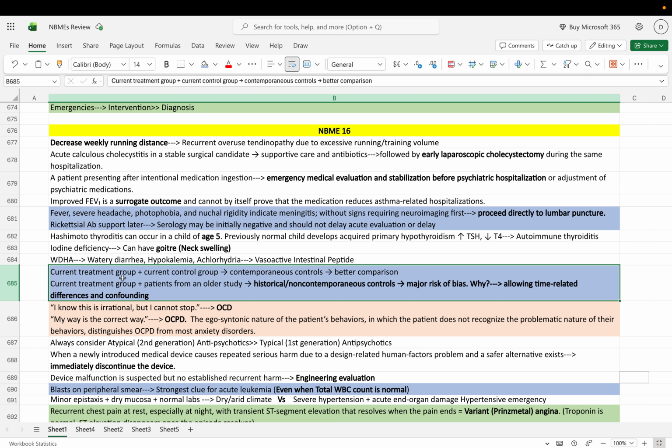Current treatment group plus current control group indicates contemporaneous controls. This is helpful for better comparison, whereas current treatment group plus a control group with patients from an older study is non-contemporaneous controls. This increases the major risk of bias. Why? It allows time-related differences and confounding.